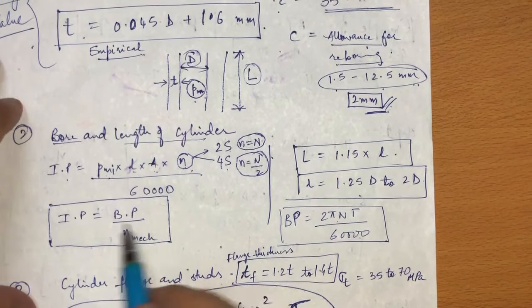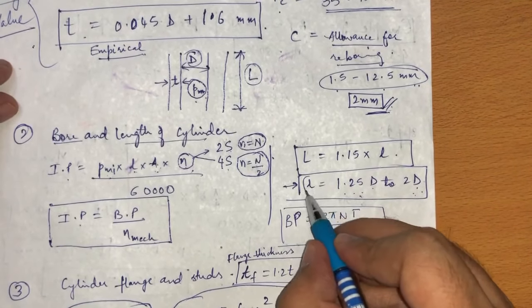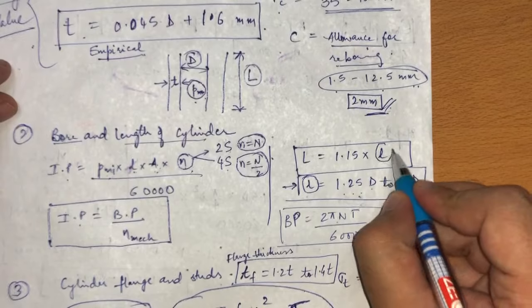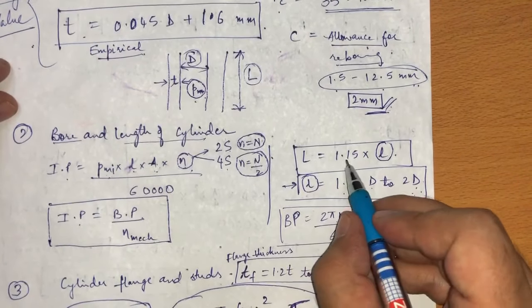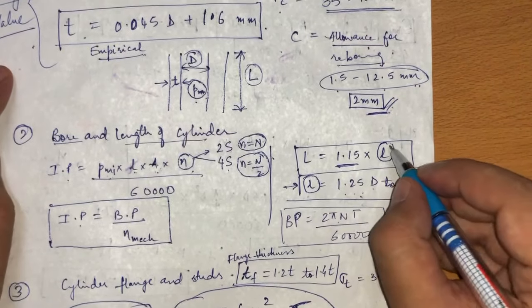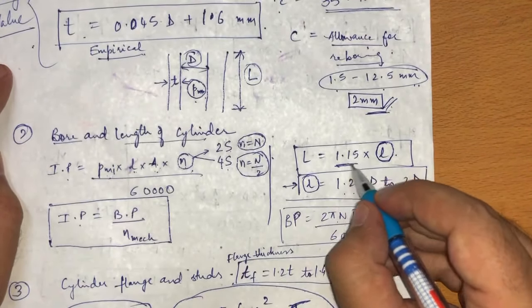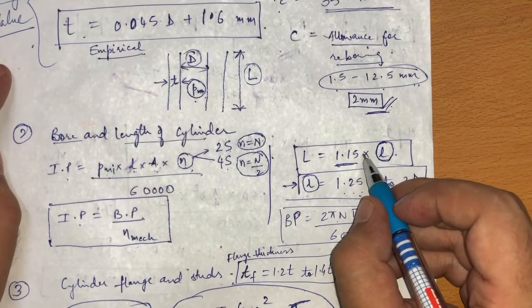Small l has to have a relation with capital D in terms of 1.25 to 2D, and this small l will further have a relation with capital L as 1.15 into L. This 1.15 suggests that small l is the length of the stroke and 15% is the clearance in the cylinder.